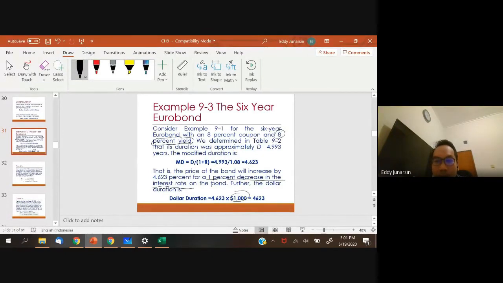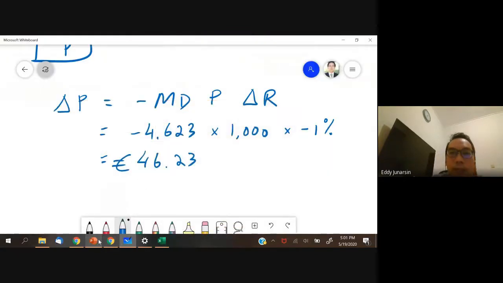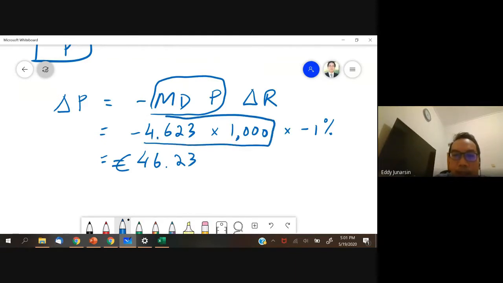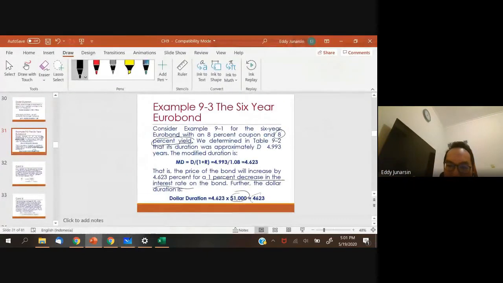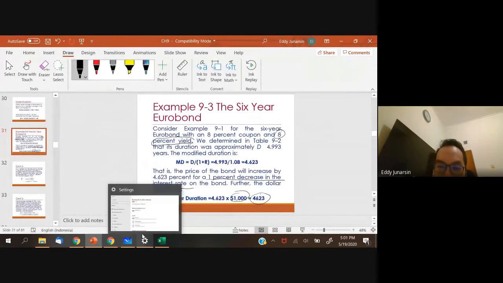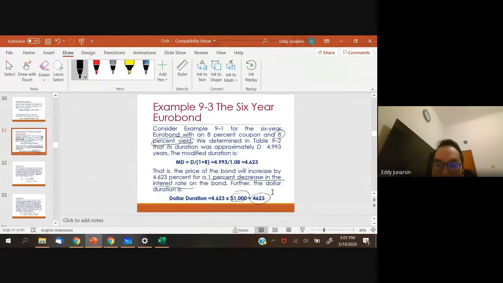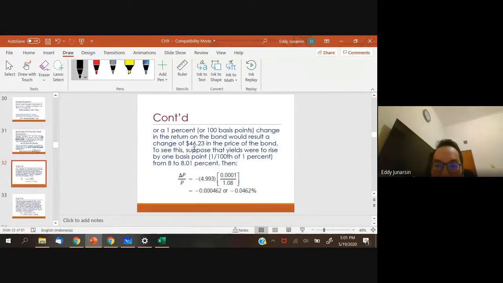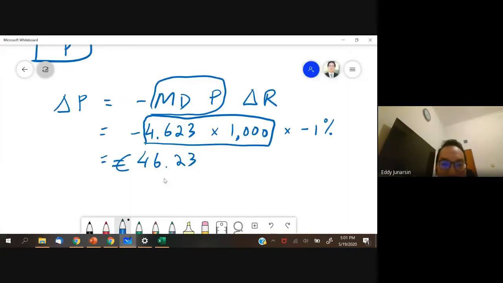Yeah, so this is the dollar duration itself, right? This is the dollar duration. So it is 4.623 multiplied by 1,000, which is 4,623. Right, this is the dollar duration, the modified duration multiplied by the original price. But if you want to put it into delta P, we'll get 4623.